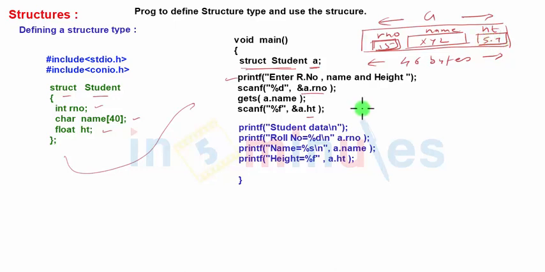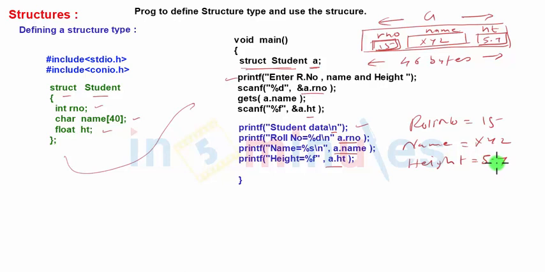Now we want to output the data. So this printf will first just give a message as heading, student data, and because of \n, the output will be on a new line. The output will be shown as roll number is equal to 15. We're printing a.rno, a.name and a.height. So the output will be name is equal to name, that is xyz, and height is equal to a.height, that is 5.7.